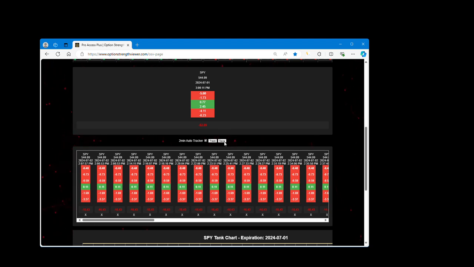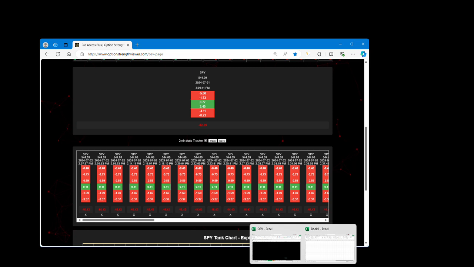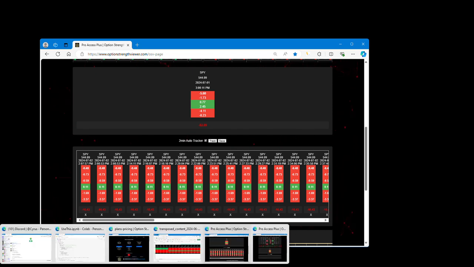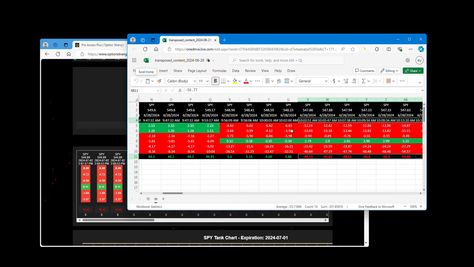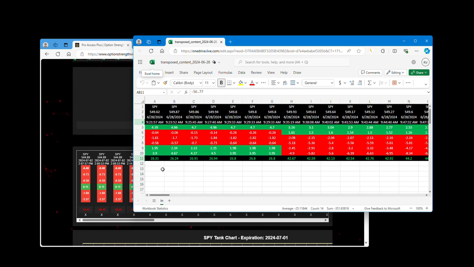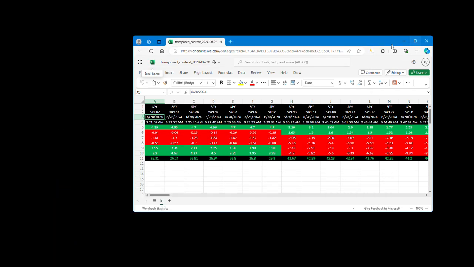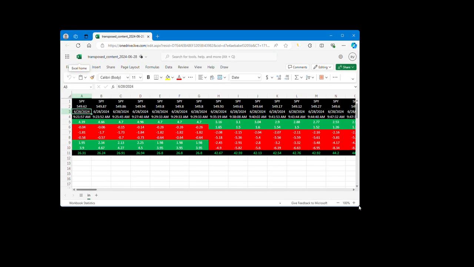And once you're done with this, you can save it. When you save it, it goes into your downloads folder. And that's what I did. I'm going to show you what that day looked like with the OSV tank value right here. So there you go. This is the OSV tank value exported into Excel just for this demonstration.